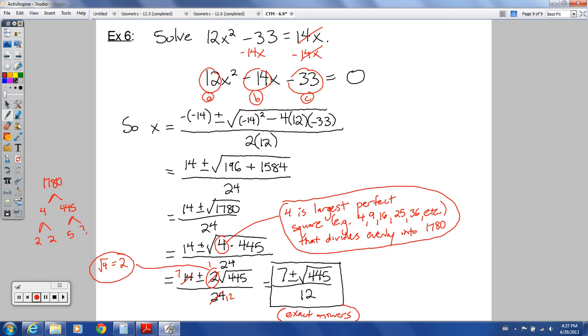And then let's approximate those values. If I did 7 plus the radical 445 over 12, for time's sake, I'm just going to tell you that I did this before I plugged it in. That would give me 2.34 to the nearest hundredth. And then 7 minus the radical 445 over 12 would give me approximately negative 1.17. So these are approximate answers instead. It just depends on what they tell you to do. If they tell you to give exact answers, leave it like this. If they tell you to give approximate answers, put it like this instead. So approximate answers are here.